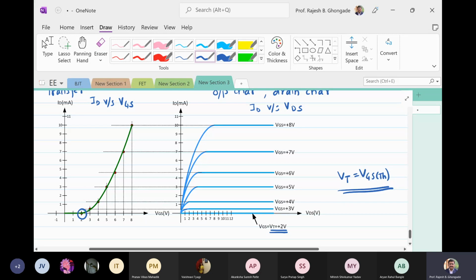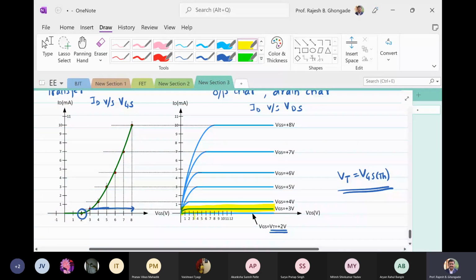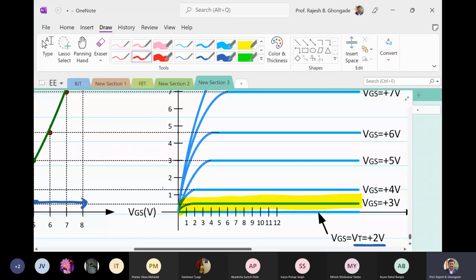So I keep VGS constant at, let us say, 3 volts, and I start increasing VDS, and I start measuring the value of ID. If you look at this curve, which I am highlighting right now, this is what is happening. If I go on increasing the value of VDS, you can see that the ID value increases right from 0 over here, and it follows this curve. Similarly, if I keep VGS constant at 4 volts, I'll get this kind of curve.